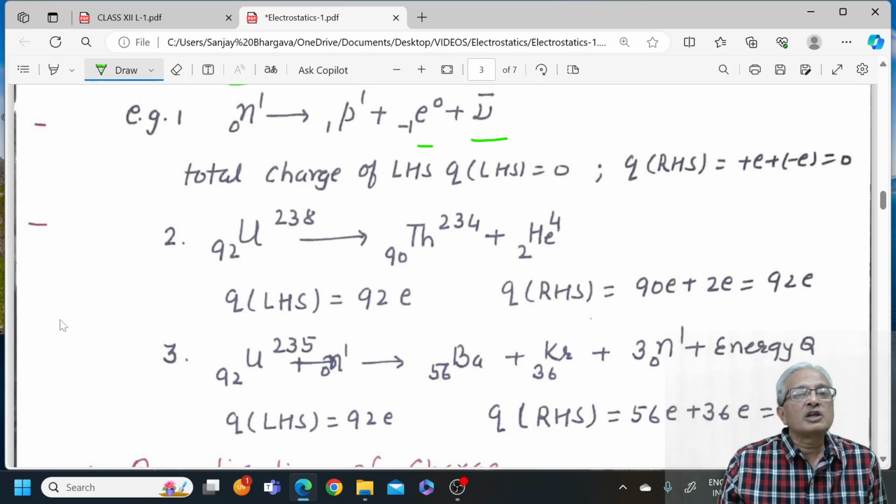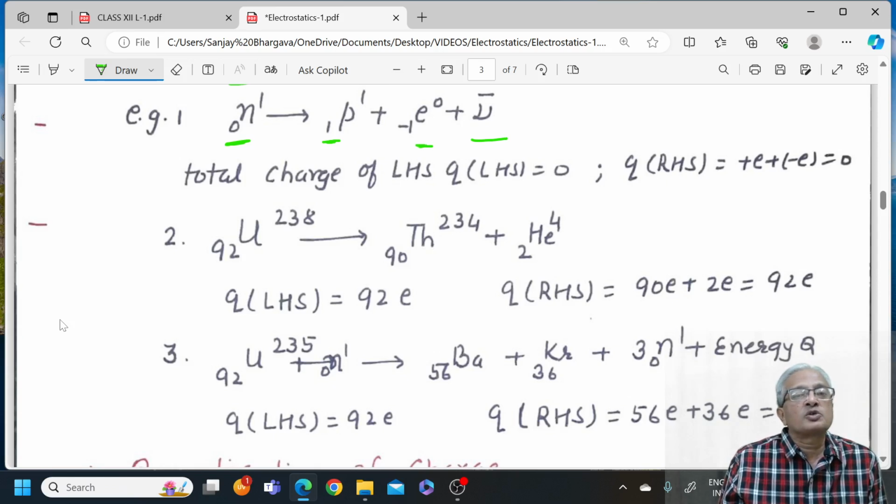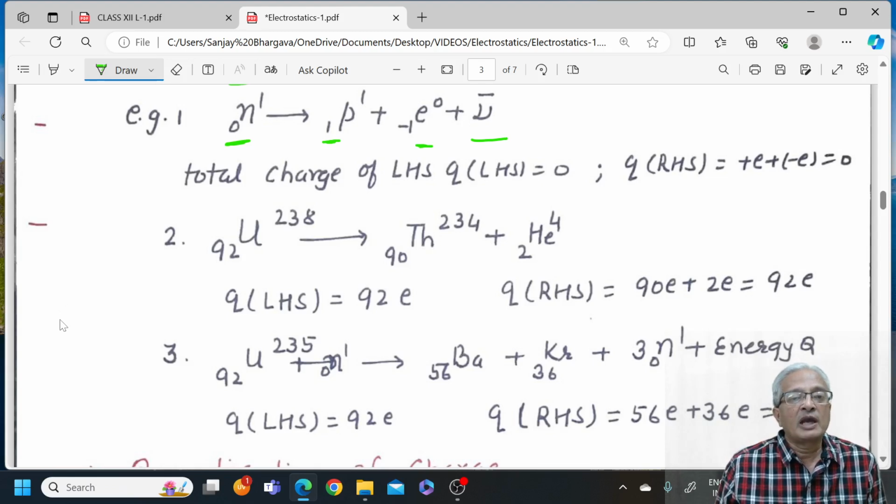So what is the total charge on the left hand side? Neutron carries zero charge. And on the right hand side we have plus e and minus e as the charge. So the net charge on the RHS is also zero. Since the total charge on the left hand side and right hand side are equal, we can say such processes are possible in physics. We can pick up another example.